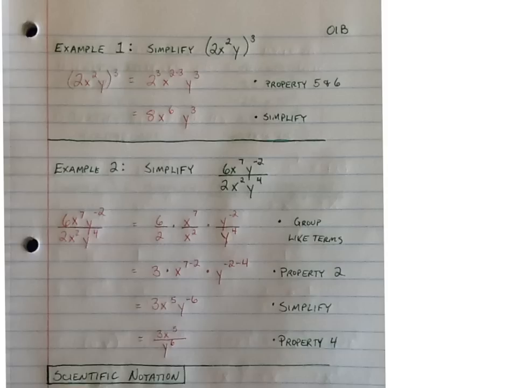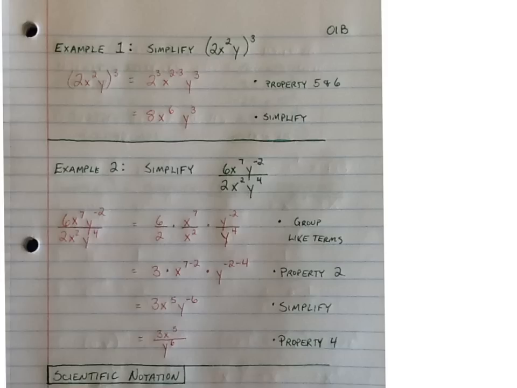Example 1, simplify 2x squared y quantity to the 3rd power. So in the first step, what I did was distribute the 3 in using property 5, so we got the 3, 3, 3, and then I simplified it. 2 to the 3rd is 8, x to the 2 to the 3rd is x to the 6th, and y to the 3rd is just y to the 3rd. This is a low-level example. Example 2 is a little bit more challenging.